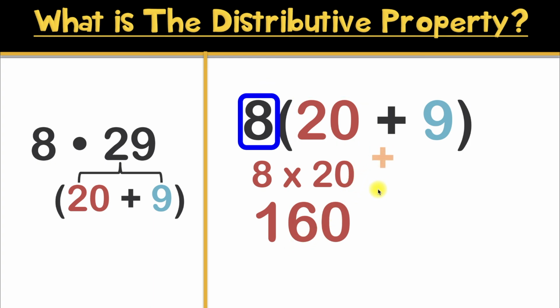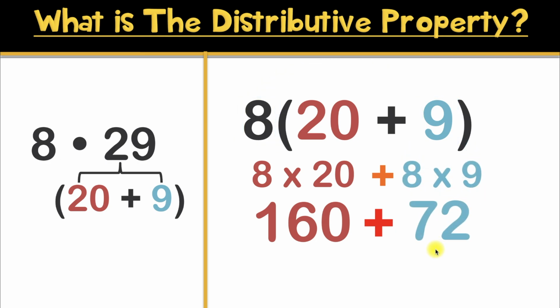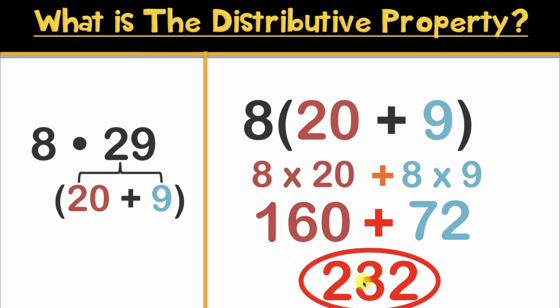Let's bring down our plus signs. And then we'll distribute 8 to the 9. And that would give us 8 times 9. And 8 times 9 is 72. And when we add 160 plus 72, we'll get 232.